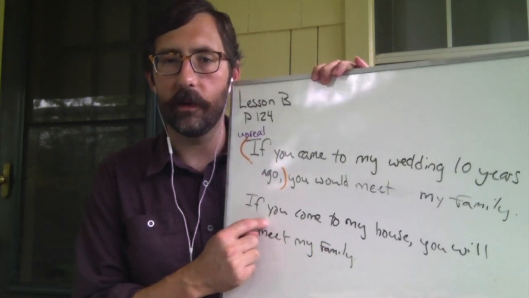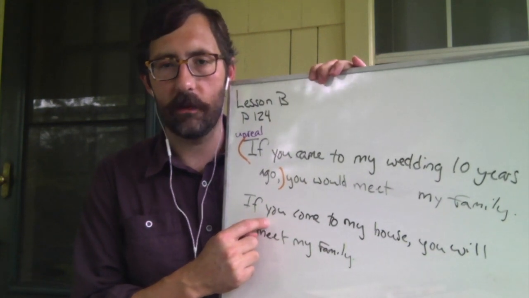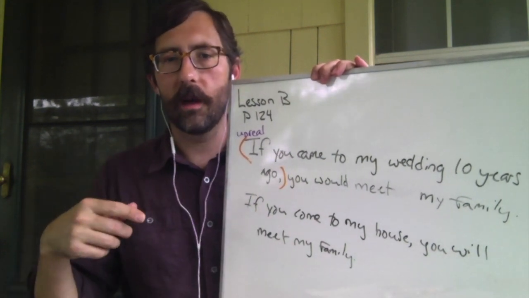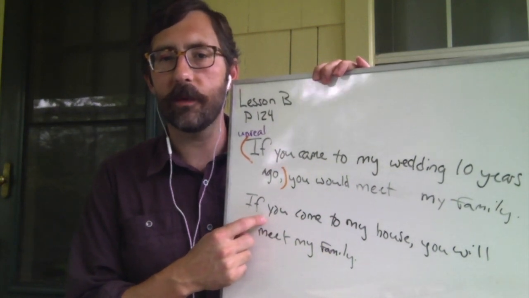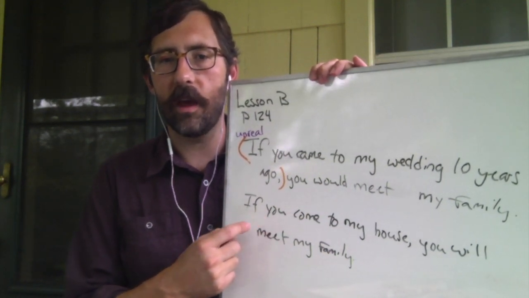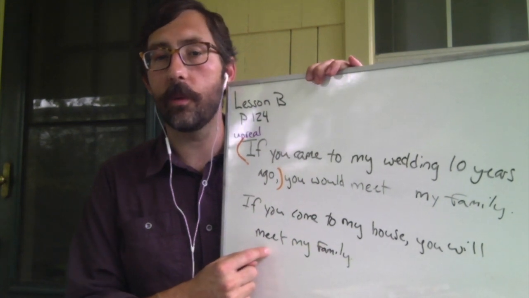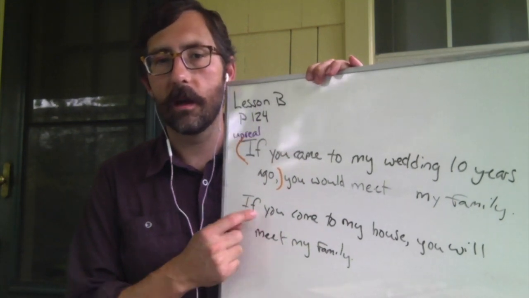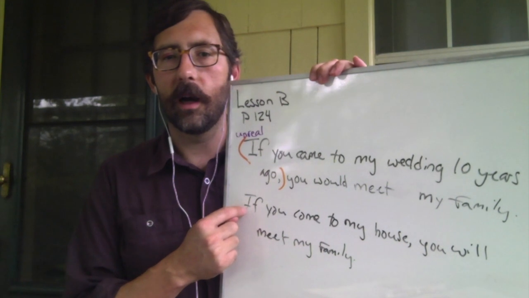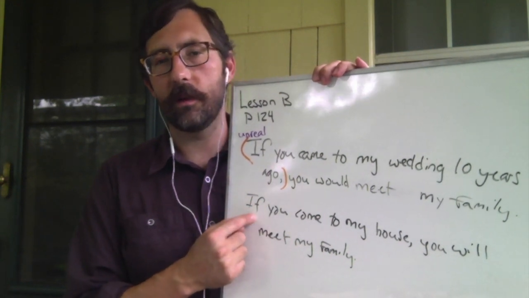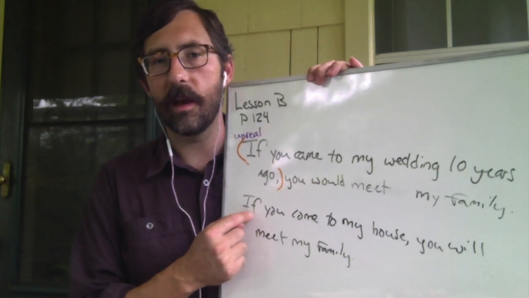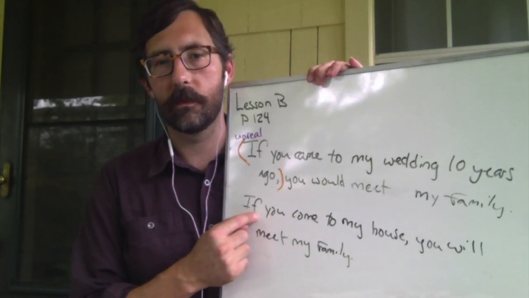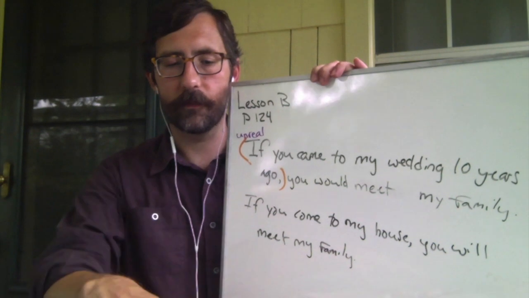This could really happen. This is not imaginary. This is not made up. There is a possibility this could happen, right? And if you came to my house, then you will meet my family, right? So this is a real possibility, and because this is a real possibility, this could happen. That's what makes this real. Do you see the difference now?